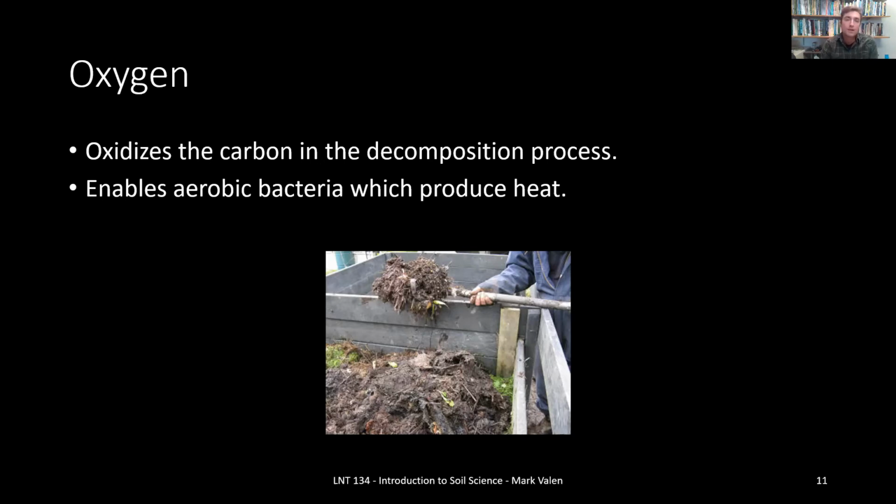Or on a large scale, some commercial compost production even will put a pipe with a blower attached to it and literally use energy to pump oxygen into the center of the pile, which gets rid of the need to turn the compost pile and helps to ensure that you don't have any areas that are anaerobic.